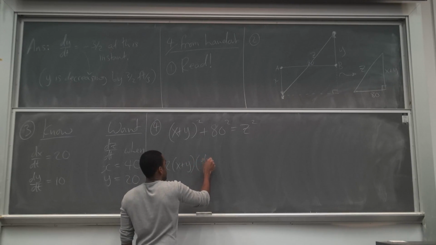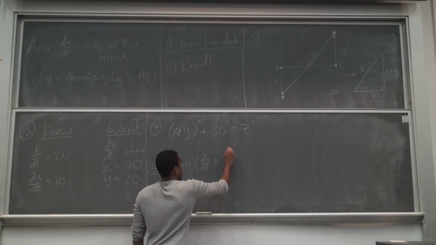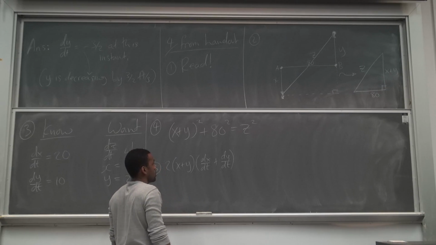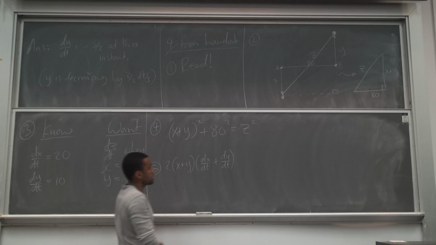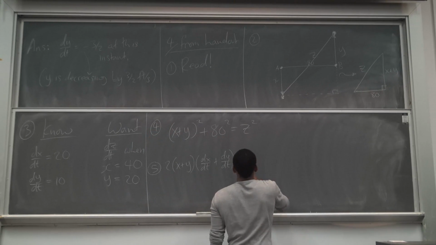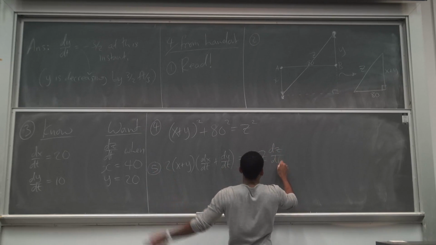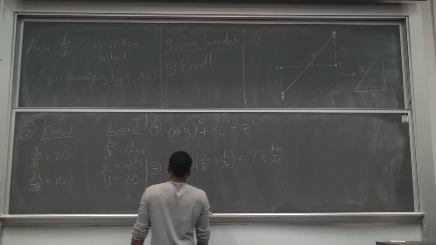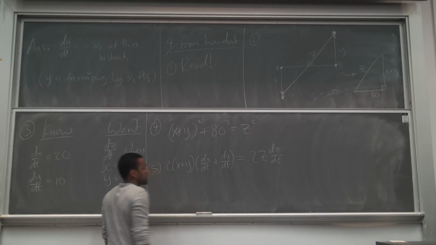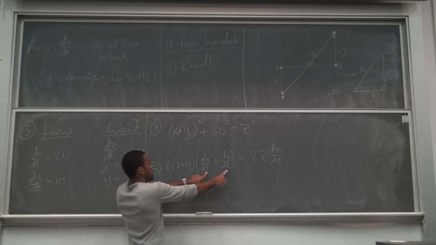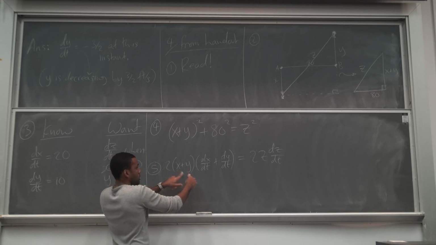I'm doing the chain rule: differentiate the outside, multiply by the derivative of the inside. The derivative of 80 squared is 0, and the derivative of z squared is 2z dz/dt. The twos would cancel. Now, I know these two. Who do I not know? Z.